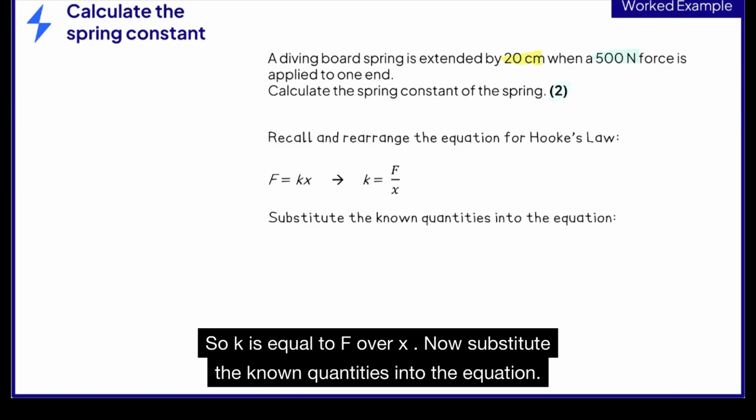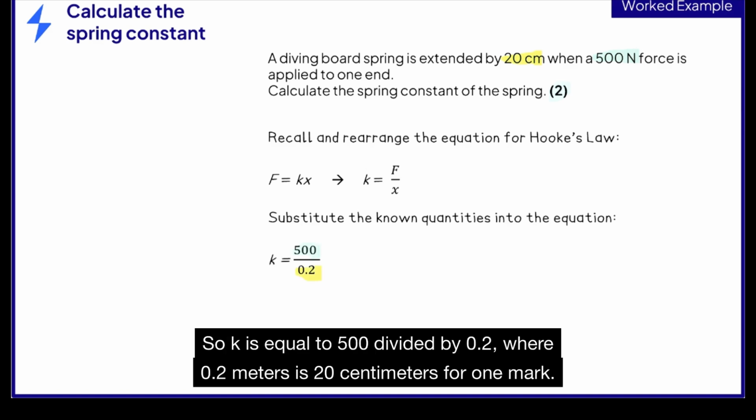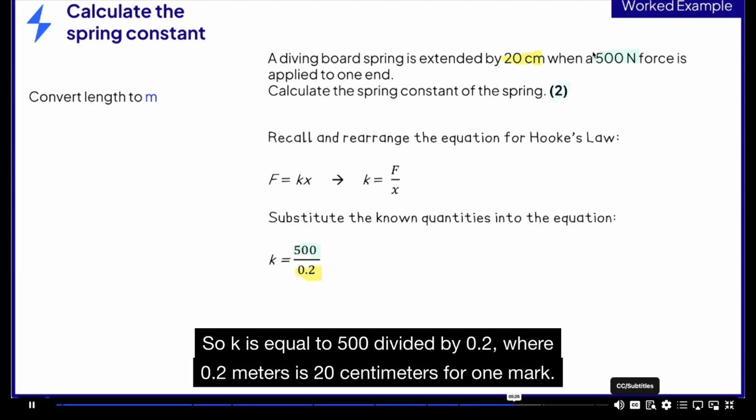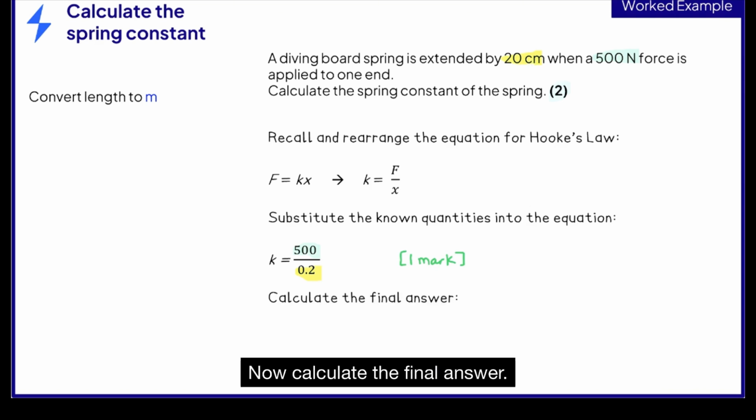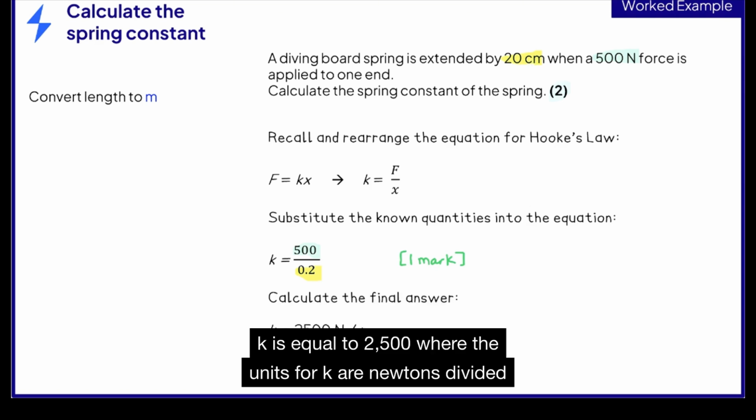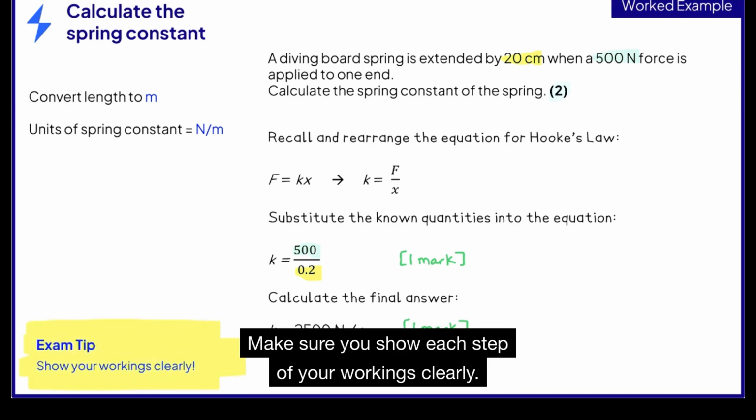Now substitute the known quantities into the equation. So k is equal to 500 divided by 0.2, where 0.2 meters is 20 centimeters, for 1 mark. Now calculate the final answer. K is equal to 2,500, where the units for k are newtons divided by meters, for the second mark. Make sure you show each step of your workings clearly.